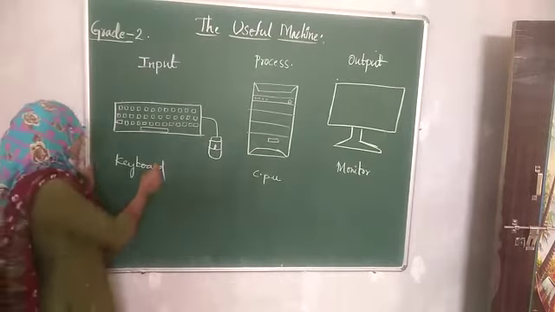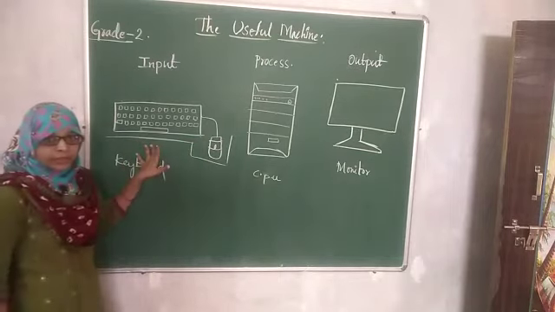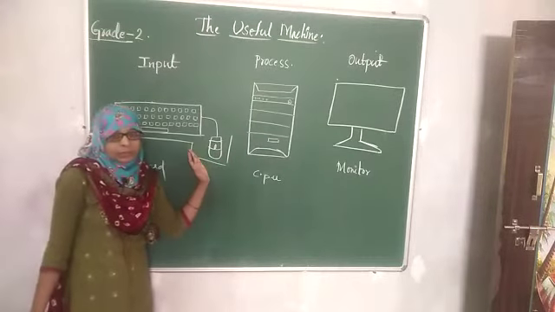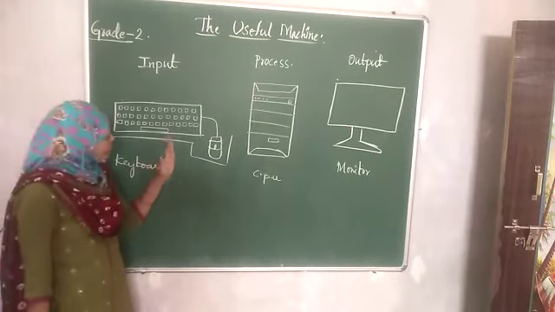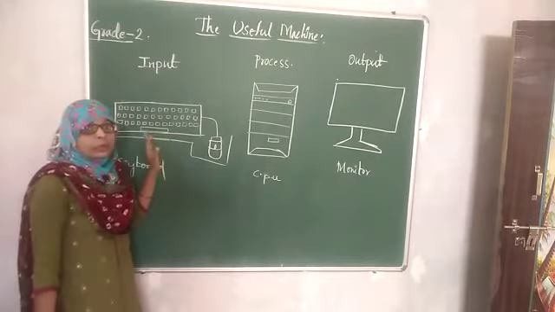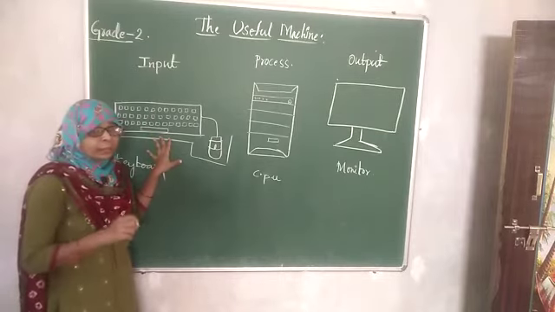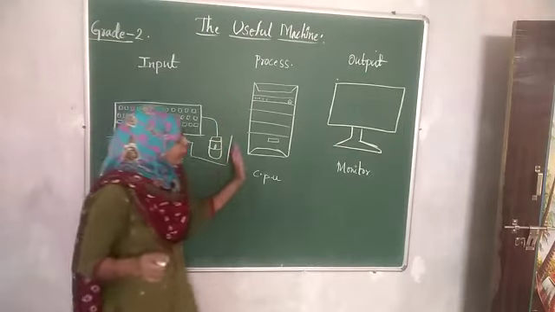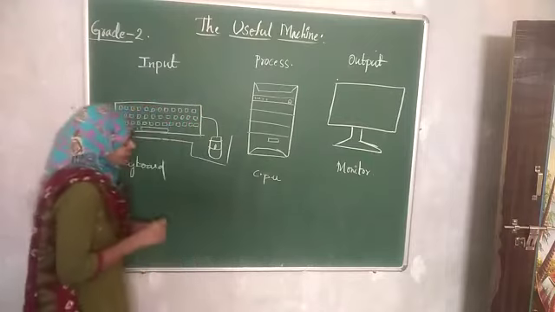Okay students, keyboard and mouse are the input devices. We'll see in the next class how the mouse is an input device. In the previous class I told you about the keyboard: how the keyboard is an input device, how the CPU is the processing unit, and how the monitor serves as the output device. So let us see.